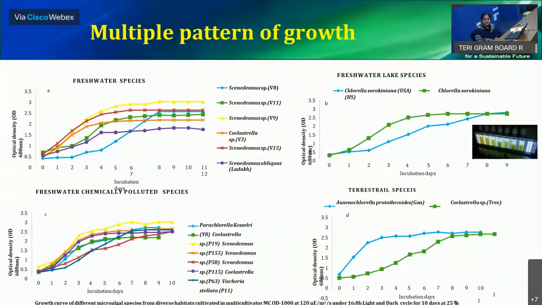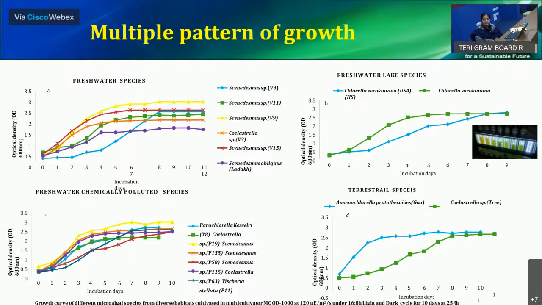The samples are collected from freshwater species and lakes, chemically polluted areas, and terrestrial algae. We can clearly see that under the same control condition of 120 micromoles per meter square per second light intensity, 16:8 hours photoperiod at 25 degrees Celsius, these strains behave differently. For example, these Scenedesmus collected from the same habitat are also behaving differently. We have collected samples from Visakhapatnam, and those samples contain 4-5 Scenedesmus strains, but that doesn't mean they will respond similarly. Strains collected from different habitats may respond differently under different conditions.